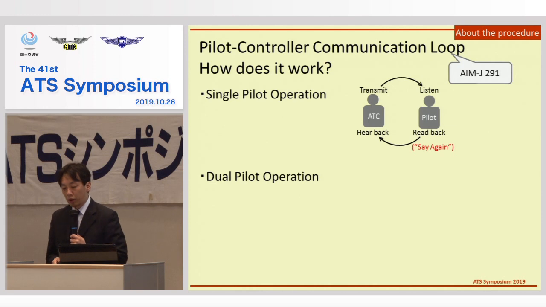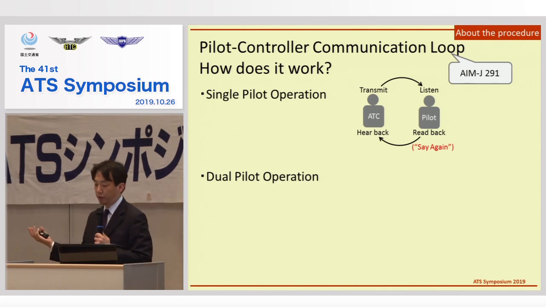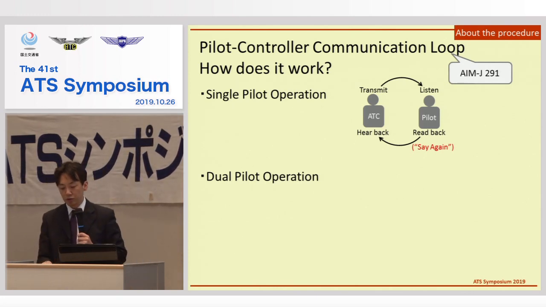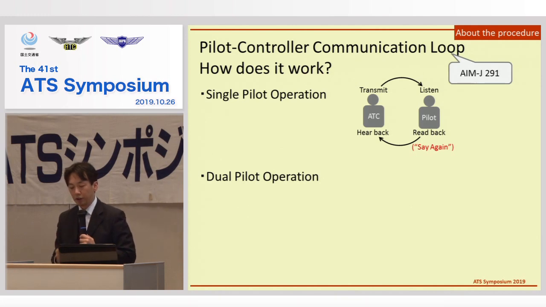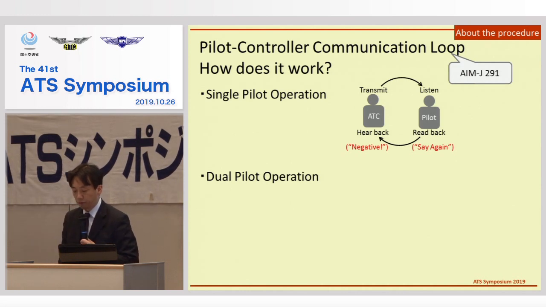It is quite usual that a controller thinks about aircraft B when he or she is hearing back the readback from aircraft A. But it is his or her duty to say "Negative, I didn't say that," if the readback contains something incorrect.